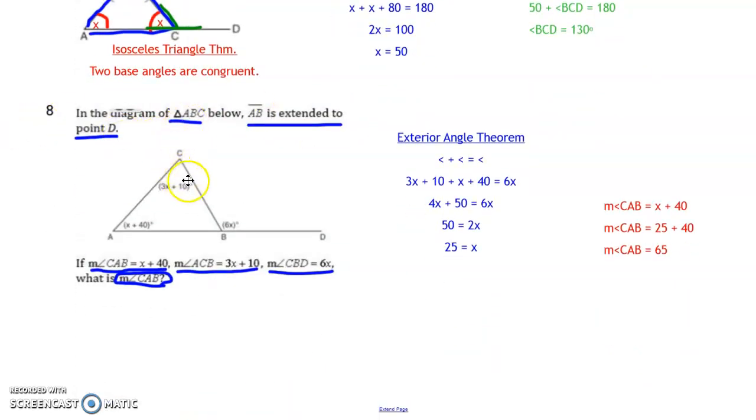Question number 8. It gives us two angles on the inside, two remote interior angles, and one on the outside, an exterior angle. We find out the value of x, and again, we're asked for angle CAB, so we must substitute into angle CAB to find that answer.